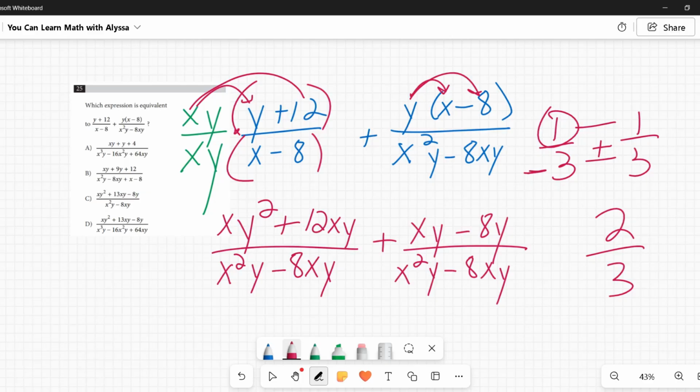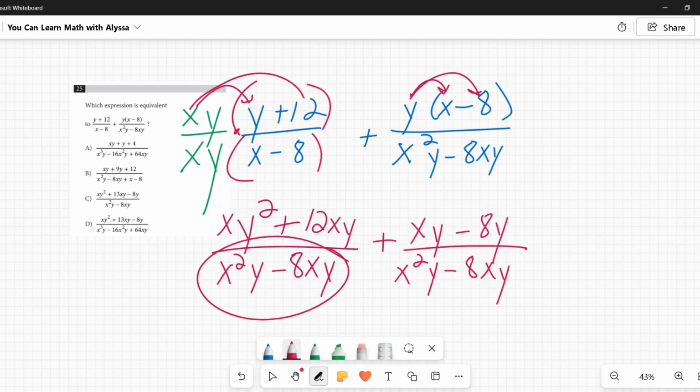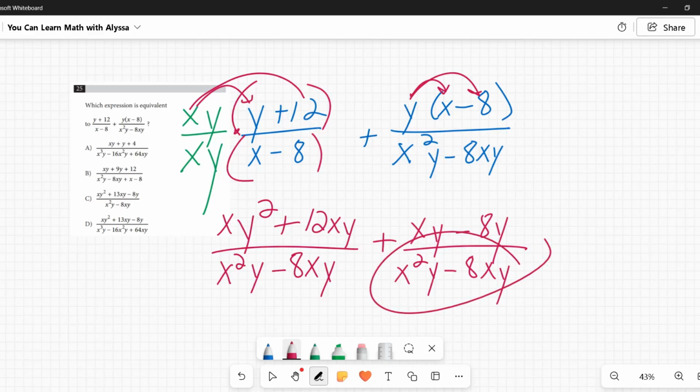I have 1/3 of a thing. And I have another third of a thing. So now I have 2/3 of the thing. So in this case, it's like I have xy squared plus 12xy over x squared y minus 8xy, and I want to add xy minus 8y over x squared y minus 8xy. How many x squared y minus 8xy's do I have?